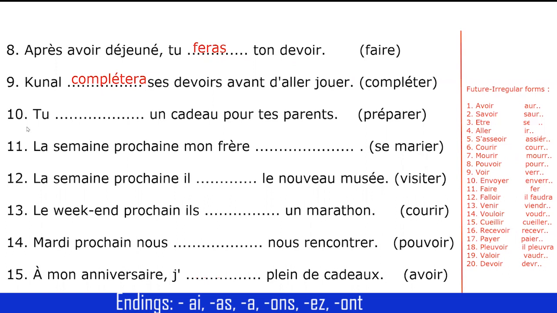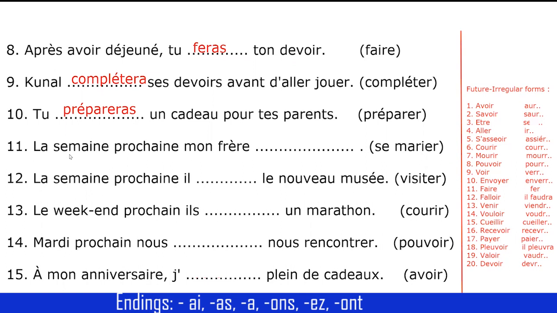The next one is: Tu dash un cadeau pour tes parents. Your verb is préparer. Préparer is a regular verb. We'll write the stem till the last R, and then we'll put the endings. Tu prépareras un cadeau pour tes parents. You will prepare a gift for your parents.